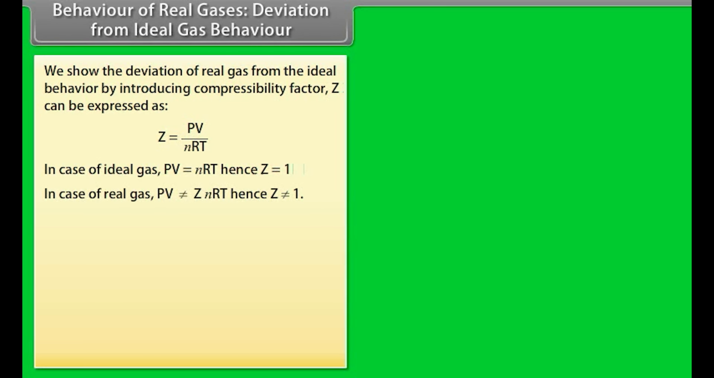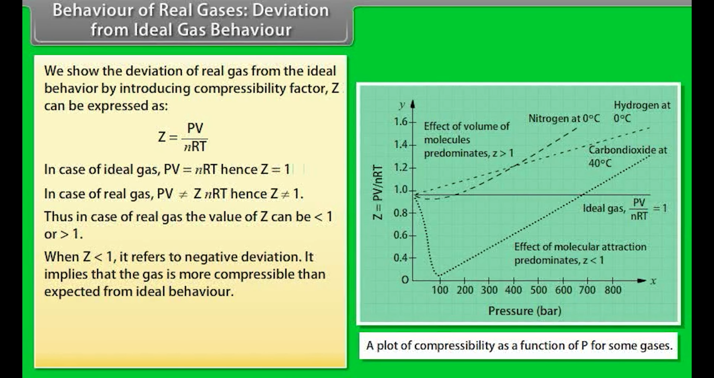In case of real gas, PV ≠ nRT. Hence, Z ≠ 1. Thus, in the case of real gas, the value of Z can be less than 1 or greater than 1. When Z is less than 1, it refers to negative deviation. It implies that the gas is more compressible than expected from ideal behavior.